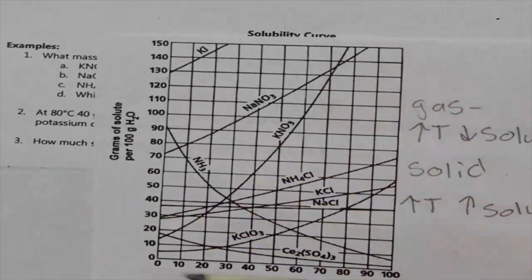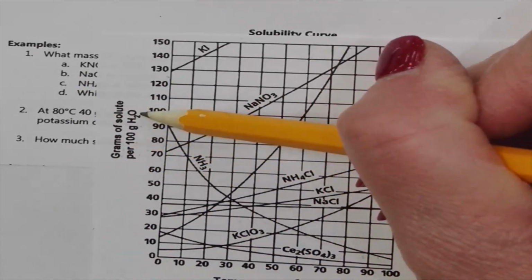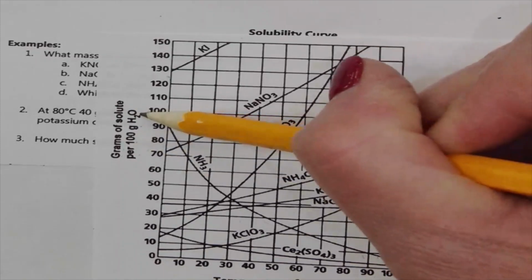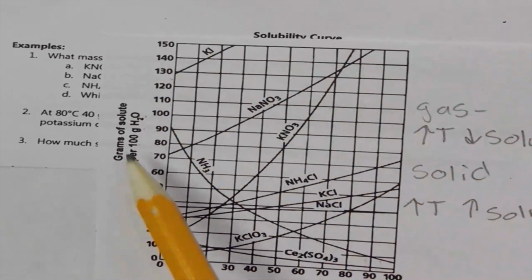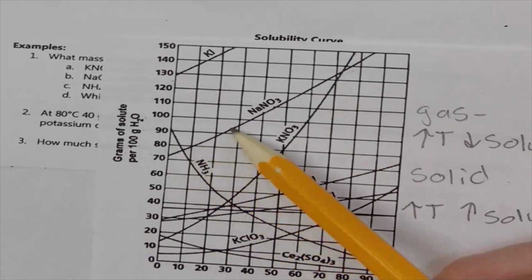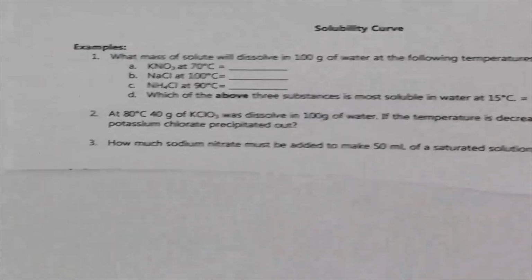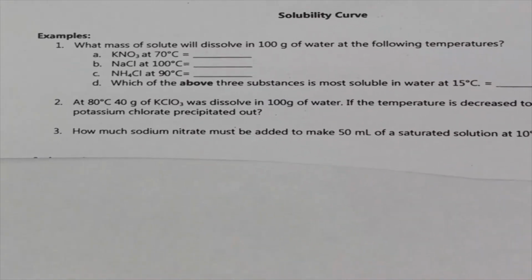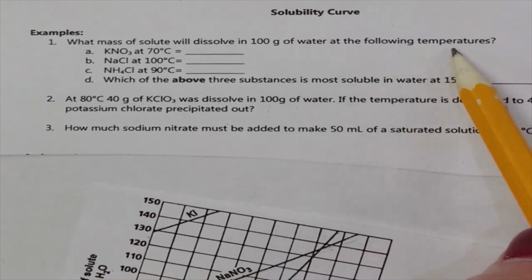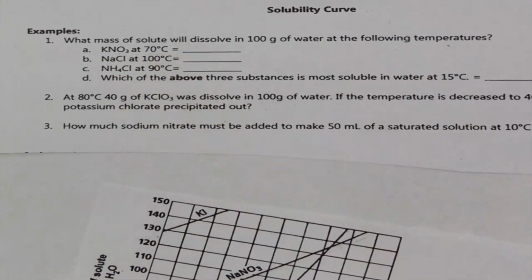Notice our solubility curve. This is the grams of solute per 100 grams of water. So water is the solvent. The solute is whichever substance we are looking at. So this line right here would be sodium nitrate, for example. So what is the mass of solute that will dissolve at what temperature? So part A, potassium nitrate at 70 degrees.